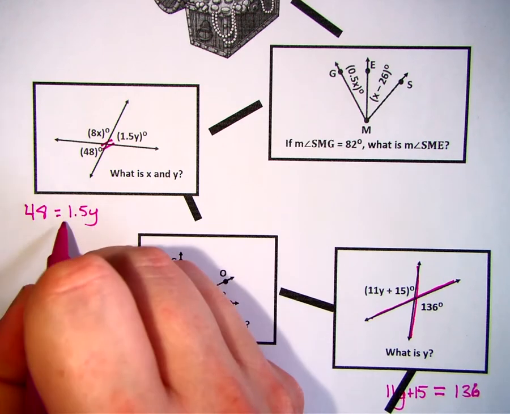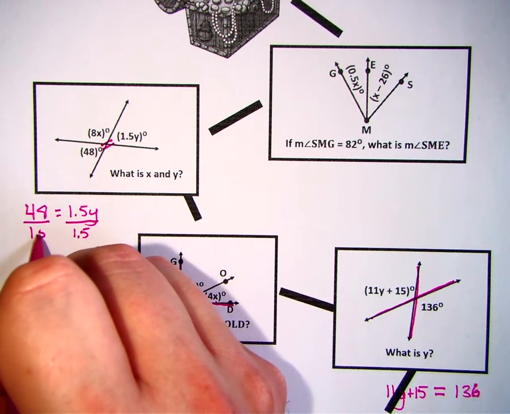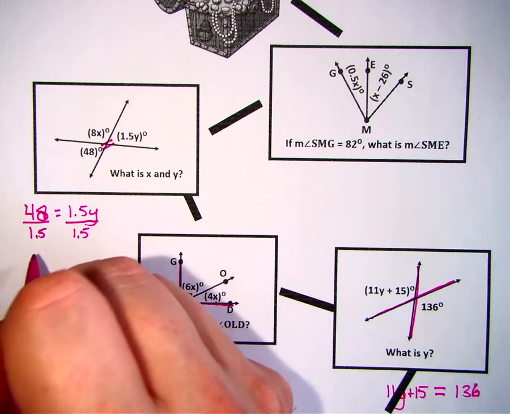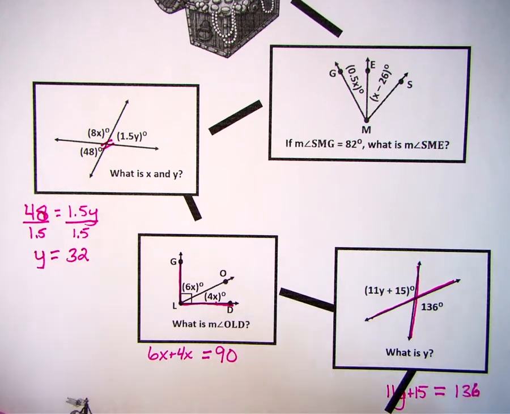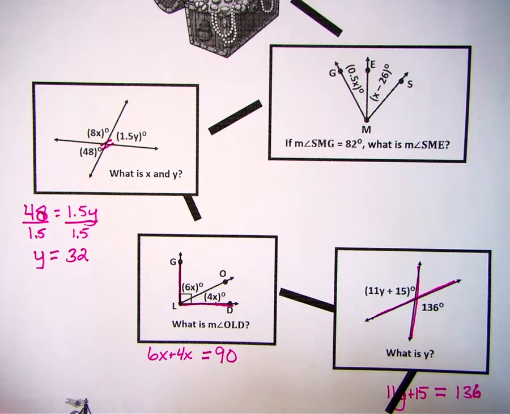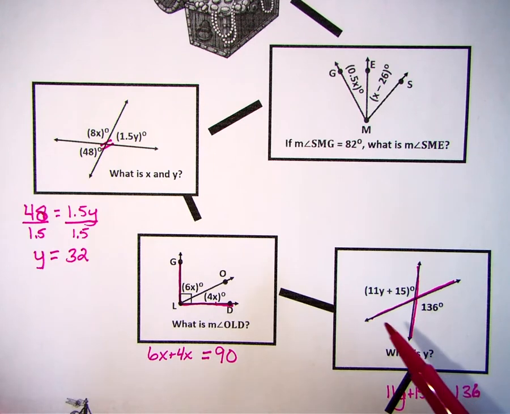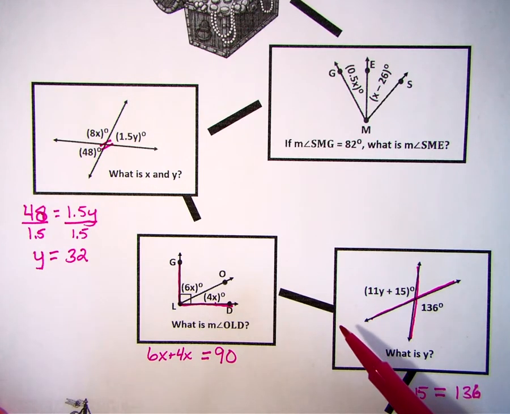And if we divide both sides by 1.5, then we're going to end up with a value of y that equals 32. Now that's only half of the problem. We know that the value of y is 32 degrees. Now there are a lot of different mathematical ways to solve for the value of x.